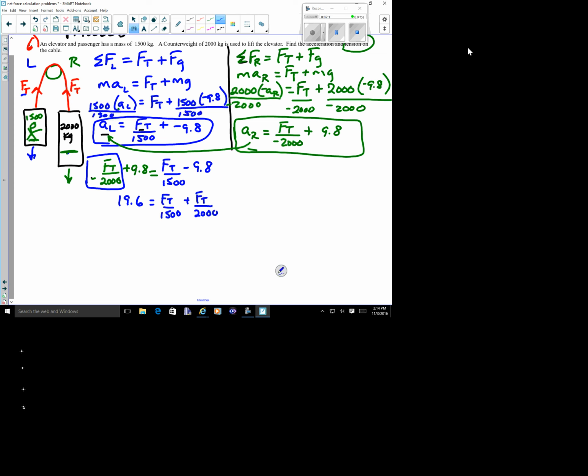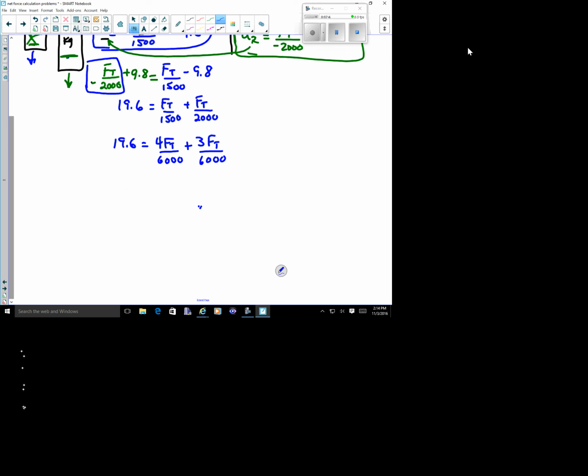Well, the common denominator is going to be 6,000. So that's going to mean that 19.6 equals 4 Ft over 6,000 plus 3 Ft over 6,000. This is getting to be a long problem here. So when you add those two things together, I'm trying to get this to go up, there we go. I now have 19.6 equals 7 Ft over 6,000.